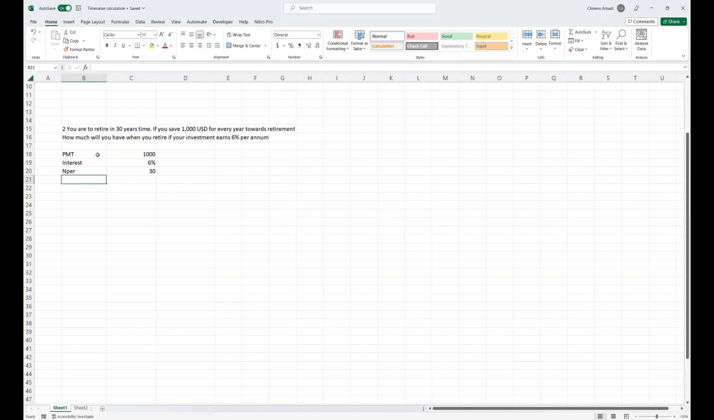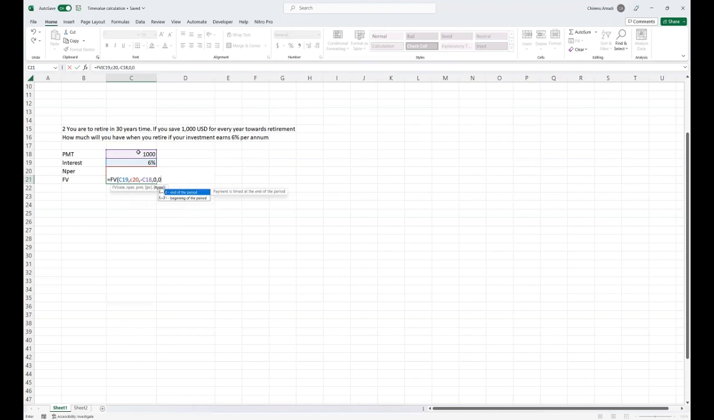We'll use Excel's future value, FV. It's asking us for rate, 6%. Number of periods is 30. Payment, so making payments of $1,000, a cash outflow. Present value is 0. The type, we'll make payment at the end of the period, so 0. So in 30 years' time, we'll have saved about $79,000.